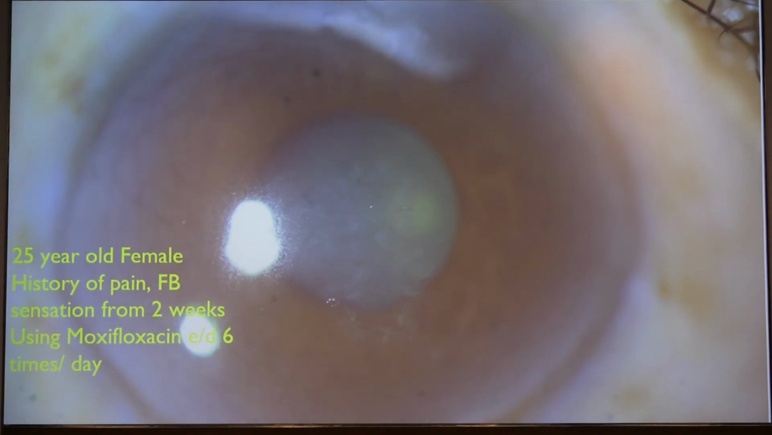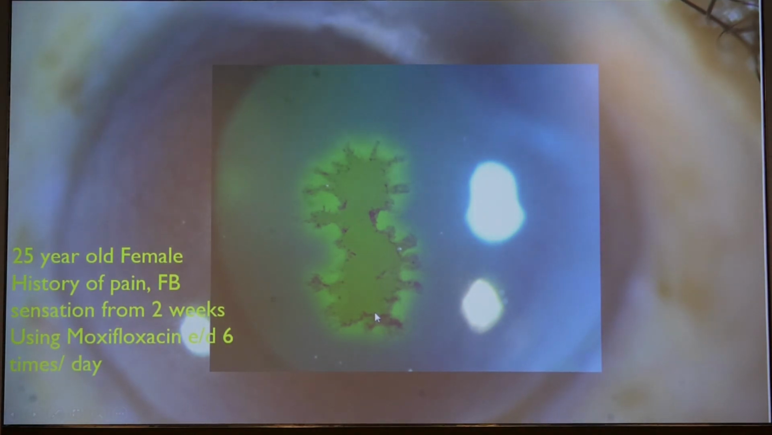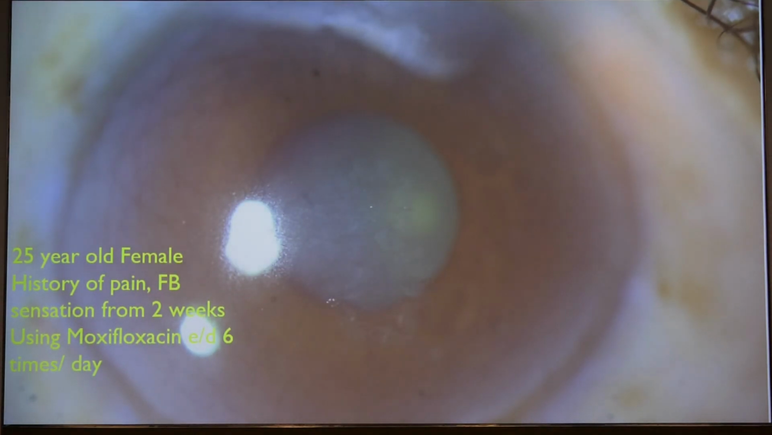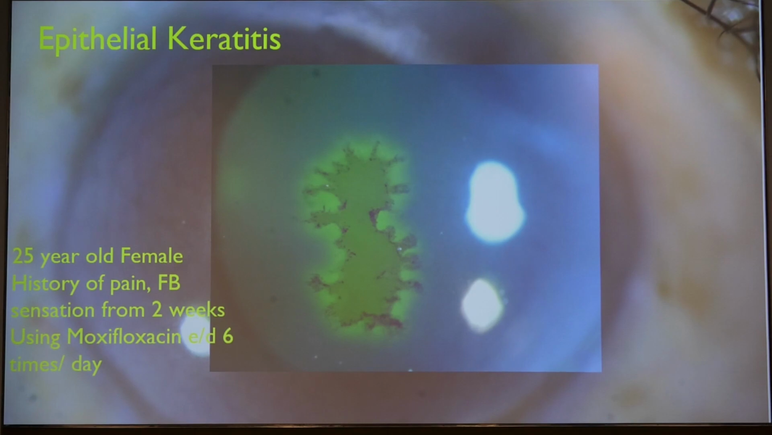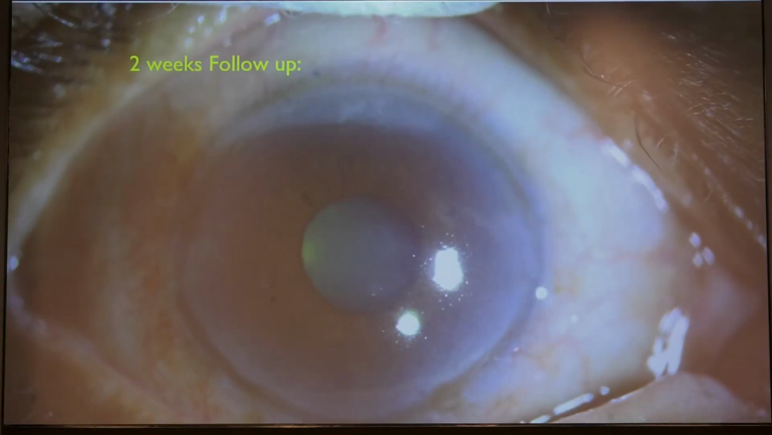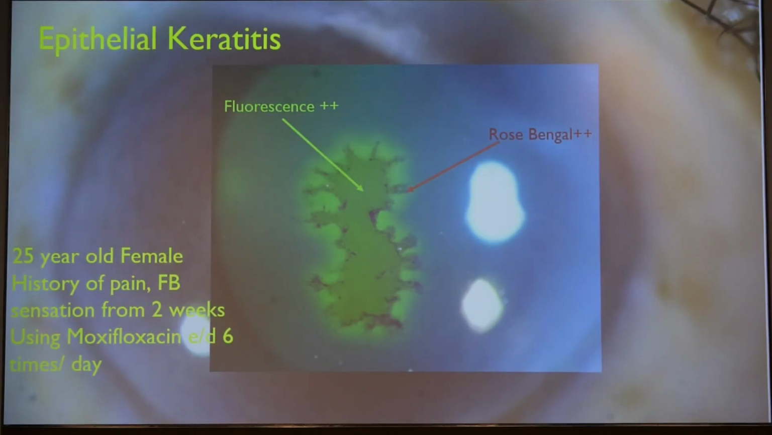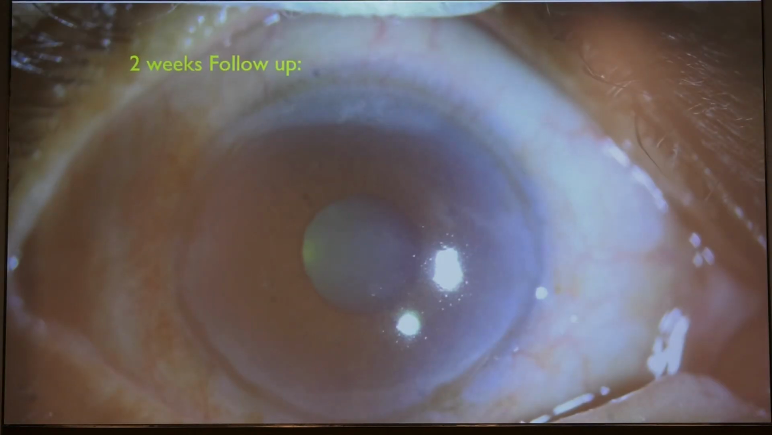This is a 25-year-old female with a history of pain and foreign body sensation for 2 weeks, using moxifloxacin eye drops 6 times a day. If you see closely on the epithelium, you can see some dendritic lesions, and if you stain it, it becomes very obvious. So it's very important to stain this type of lesion. You see there's positivity from rose bengal as well as fluorescein. The base is stained by fluorescein and the boundary by rose bengal.